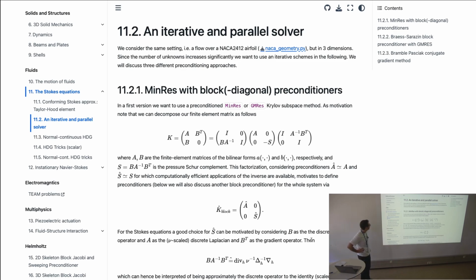Okay, so the main idea was now that we have started with the Taylor-Hood standard method with a direct solver, and the question is now how can you go big here? So we try to set up now an iterative solver, a parallel solver. The main idea is that we want to do again a NACA airfoil, but now in 3 dimensions. So the number of degrees of freedom might increase significantly.